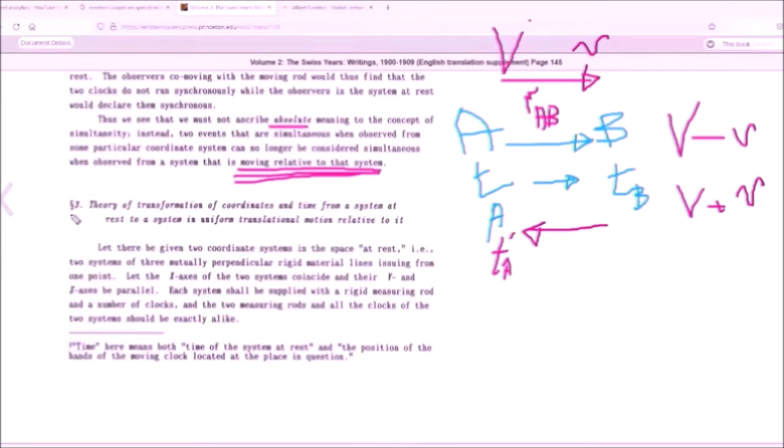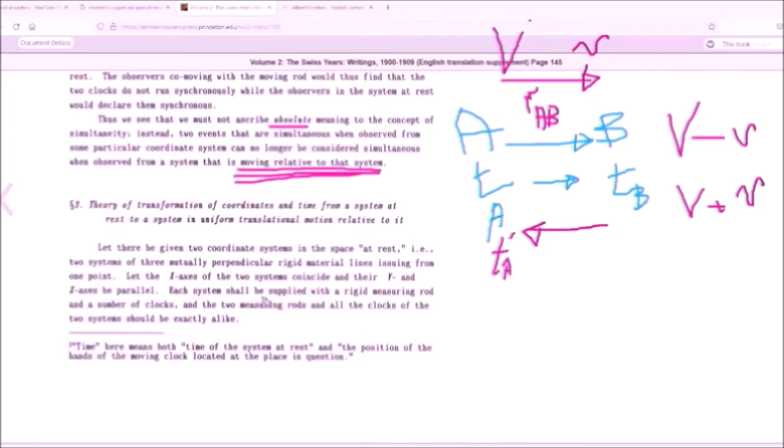Number 3, section 3. Theory of transformation of coordinates and time from a system at rest to a system in uniform translational motion relative to it. This is the Lorentz transformation. Let there be given two coordinate systems in the space at rest, i.e., two systems of three mutually perpendicular rigid material lines issuing from one point. Let the x-axis of the two systems coincide, and their y and z axes be parallel.